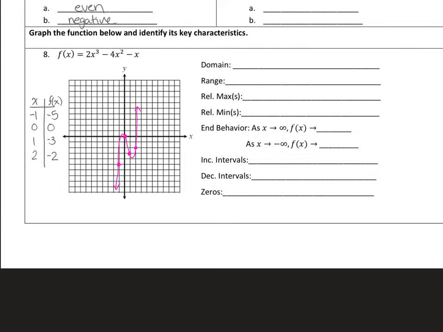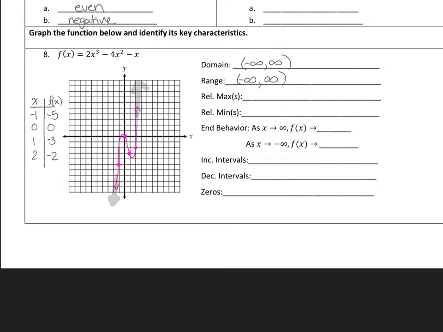So the domain, again, domain for any polynomial function is from negative infinity to positive infinity. The range is what could change. So in this case, my function is starting down, so from negative infinity, and then it just keeps going up. Okay, so it's going to go to positive infinity. That's your range.